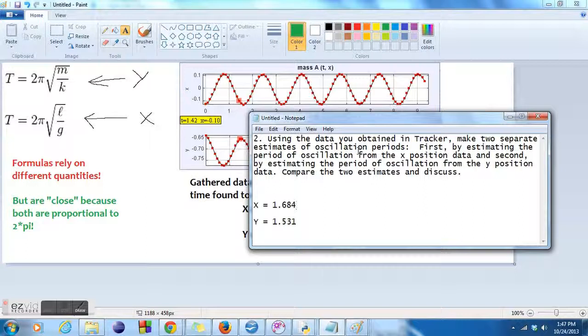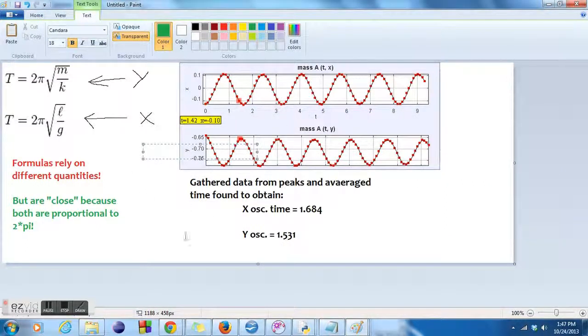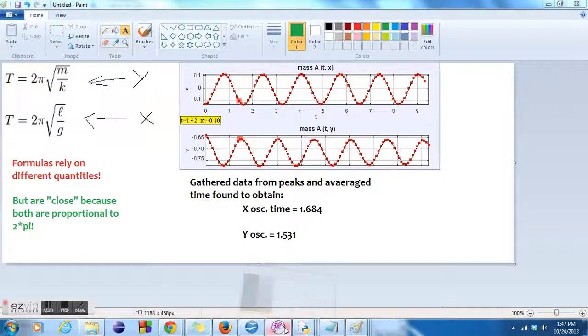Using the data from Tracker, make oscillation period estimates of x and y and compare the two. I went into Tracker and looked at the graphs produced for x and y and found the oscillation period, aka time between peaks. For x, I found it to be 1.684 seconds. For y, I found it to be 1.531 seconds.